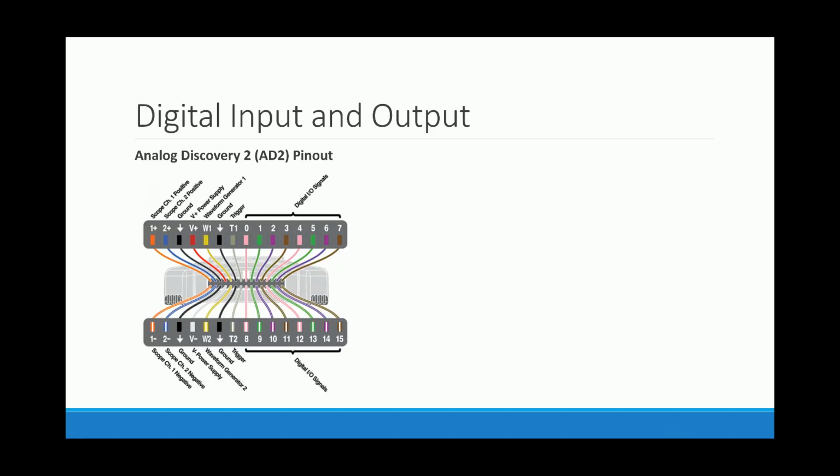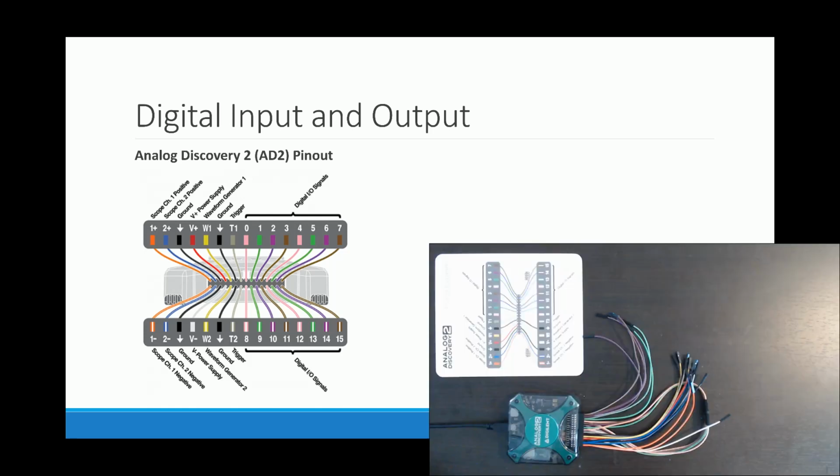Let's first take a look at our AD2 board to understand what wires we will be using for digital input and output. You should have a diagram like this in your AD2 kit that you can use for reference, but the labels are also printed directly on the AD2 board. For this video, we will be using the 16 digital I/O pins labeled 0 through 15 on our board.